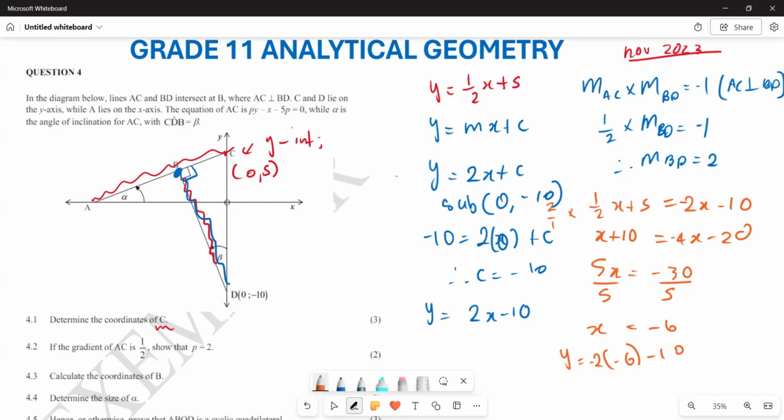Now, as you are substituting here, remember your gradient here was negative. So which means now this is the same as negative and negative, which is positive, which is 12 subtract 10, which means your y is going to be the same as 2. Which means the coordinate of your B is going to be the same as (-6, 2). Can you see that? Hopefully this makes sense to you now.